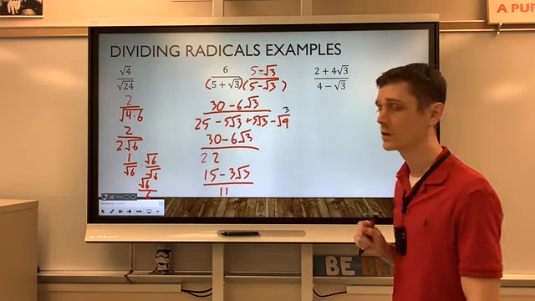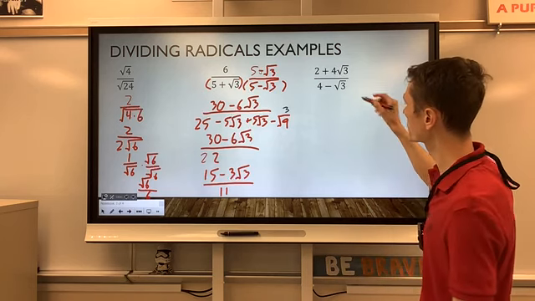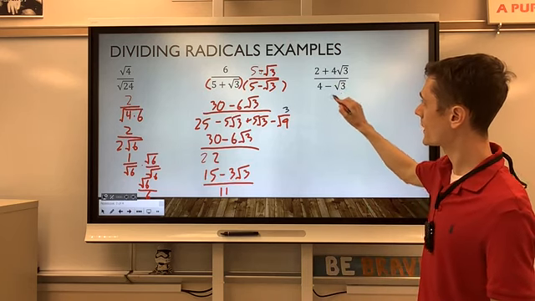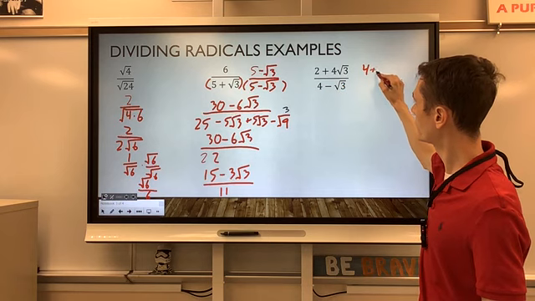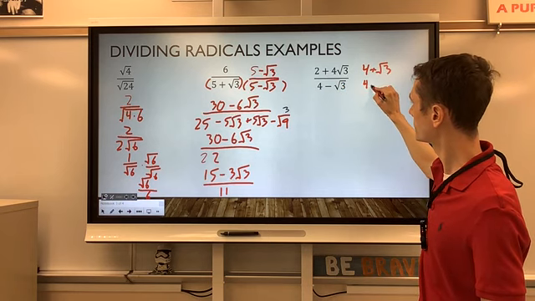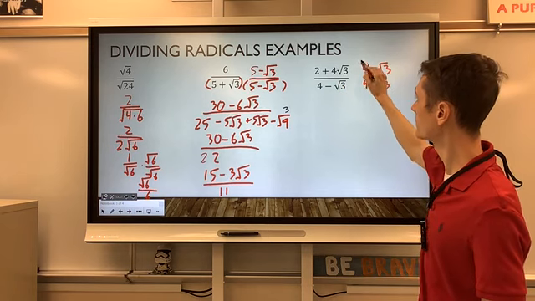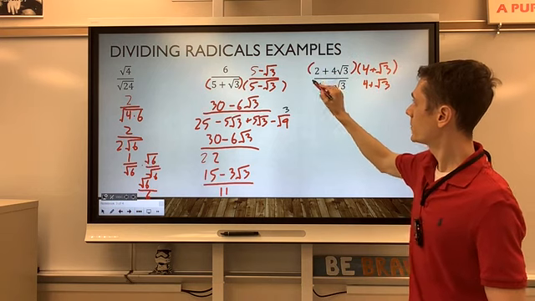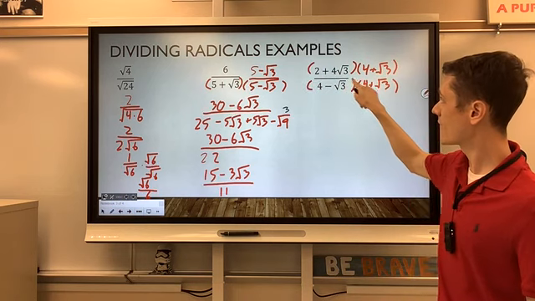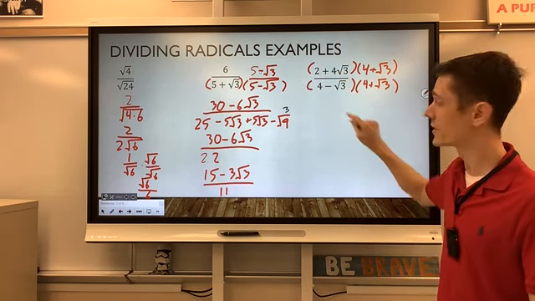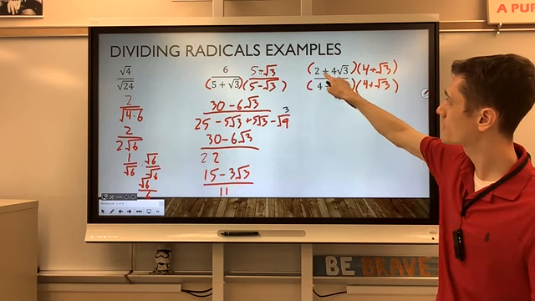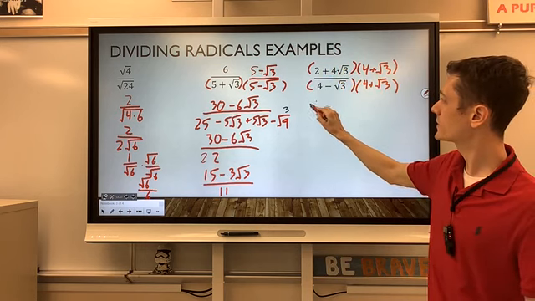One more example with the conjugate, the hardest case. So the conjugate of 4 minus root 3 would be 4 plus root 3. You're only changing the sign in the middle. Now I need to multiply these out. This time I'm going to have to FOIL on the numerator and denominator because I have two terms times two terms. So 2 times 4 is 8.